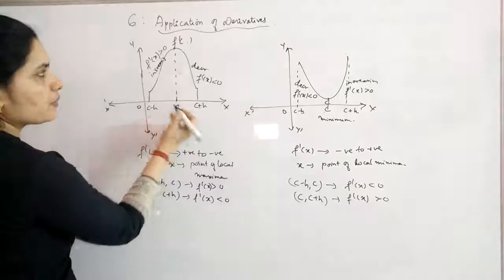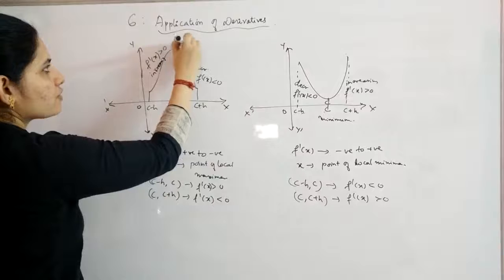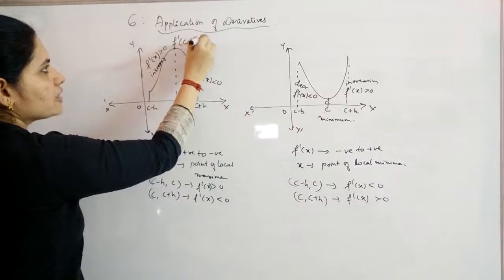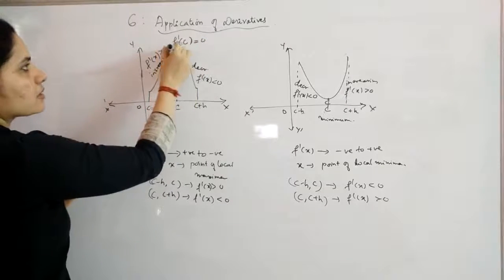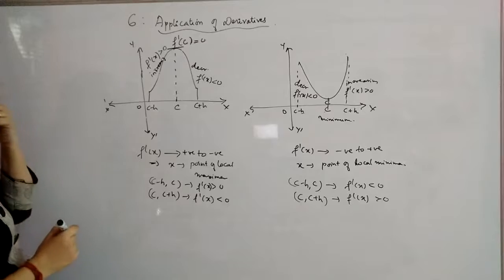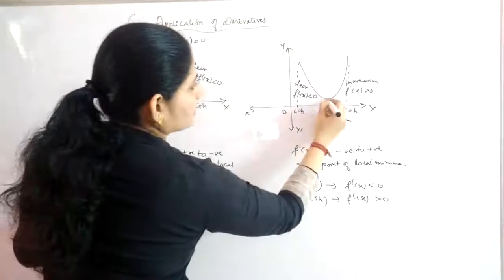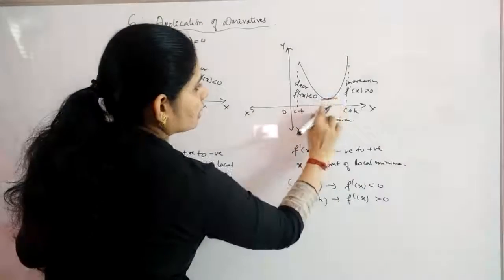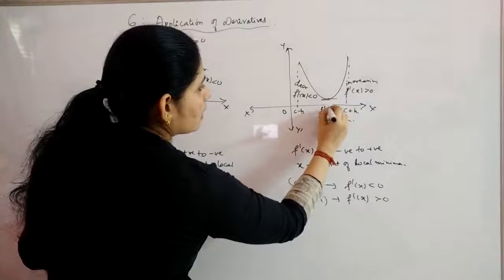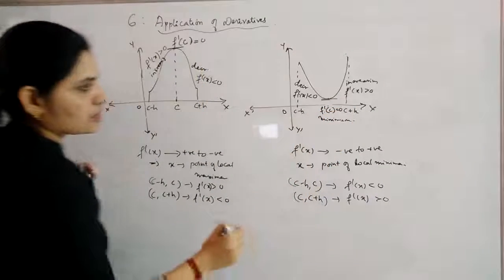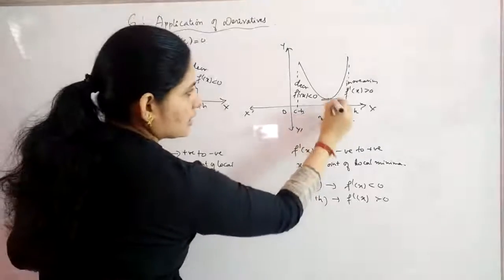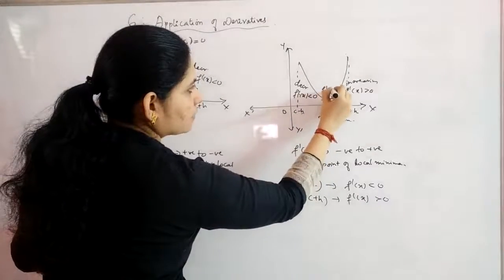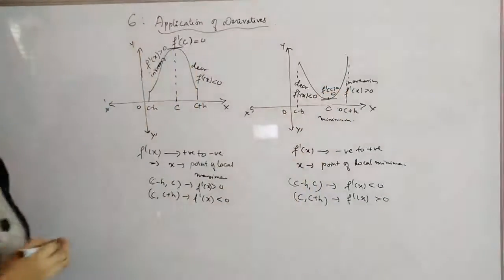But here it is a fixed point C. So I can write f dashed of C, and this f dashed of C will be 0. That means the tangent will be like this. And here again, if you are having this minima, your f dashed of x or f dashed of C will be 0. At this point C, the function's derivative will be 0.